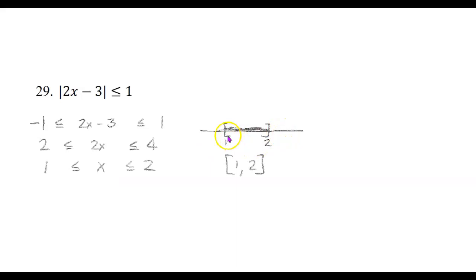Here's what that looks like on the number line, and here's the interval, the closed interval with these square brackets. So bracket 1 comma 2 means 1 and 2 and everything in between.